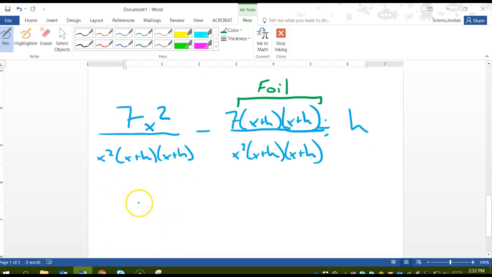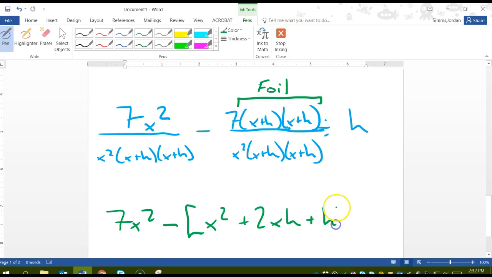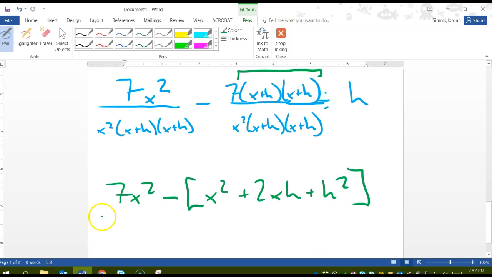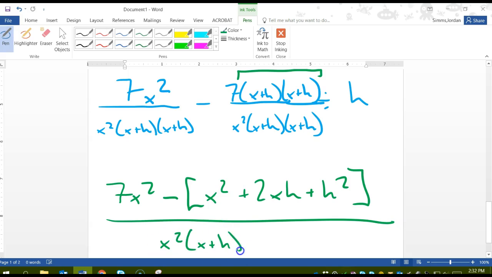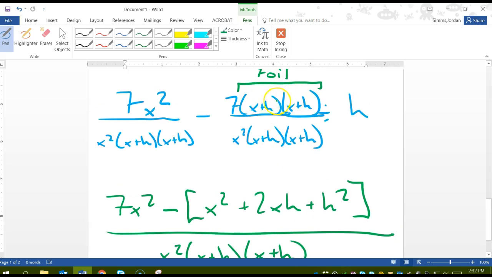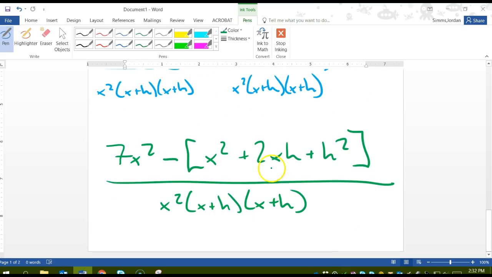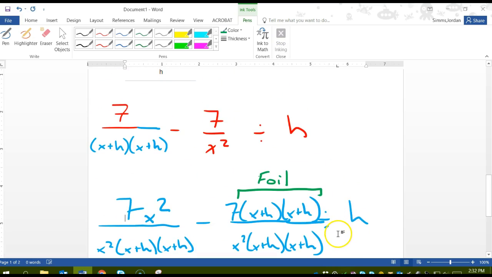So up top, I'm just going to rewrite everything anyway. I have my 7x squared minus, and what's going to happen here, I'm going to do my first, which is x squared plus 2xh plus h squared. Okay? And all of that is over my common denominator, x squared, x plus h, x plus h. Okay, so I just FOILed that out. First, outside, inside, last. You're going to get two xh terms, so that's why I combined them there. I hope that's okay. Now I need more room. This one's getting out of hand, big time.